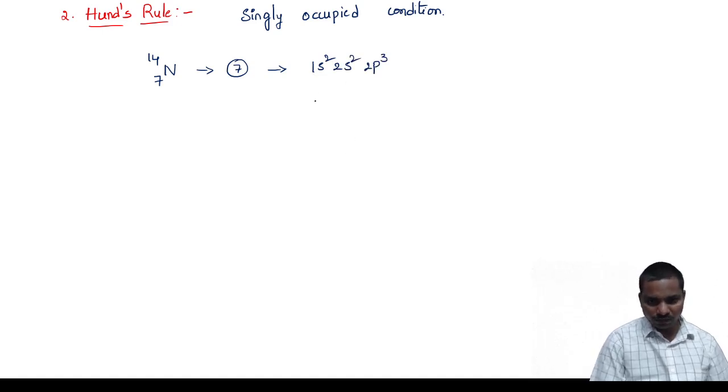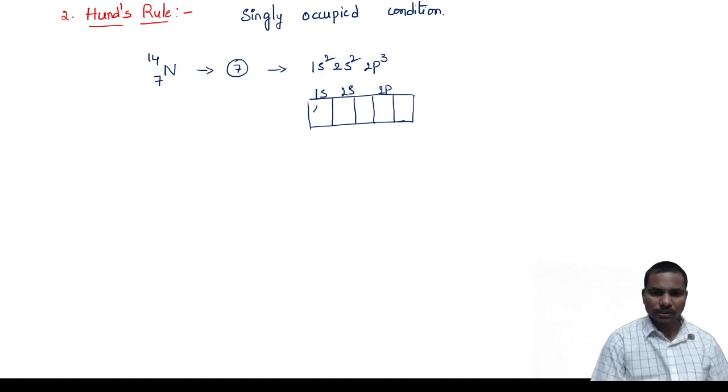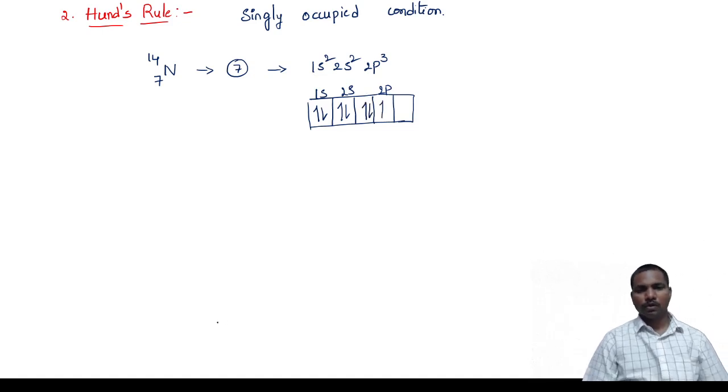2p3. So then what will be the electronic configuration? If you consider 1s, 2s and 2p. 2p has 3, na? 1, 2, 3. So according to this, 1s is 2, which means it is completely filled. 2s also has 2 electrons. Here 2p3 means 3 electrons. 1, 2, 3. Okay, so the electronic configuration may be like this.